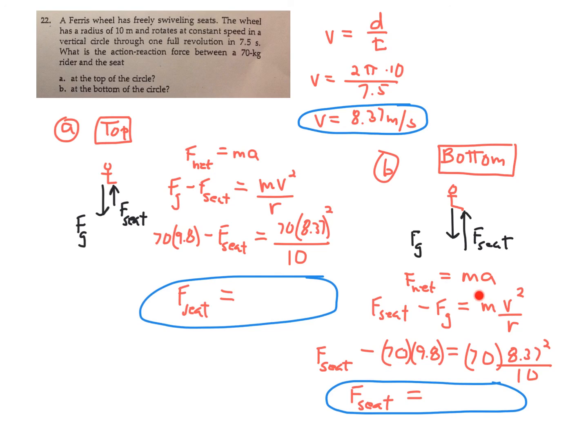It's F net equals ma. Same thing now, except the force of seat is the bigger force. Big force minus the smaller force equals the mass times the acceleration. Just plug all those numbers in. The only thing you do not know is the force of the seat, minus the force of gravity, which is your mass times the acceleration due to gravity. I'll let you plug all the numbers in and figure out the force of the seat.